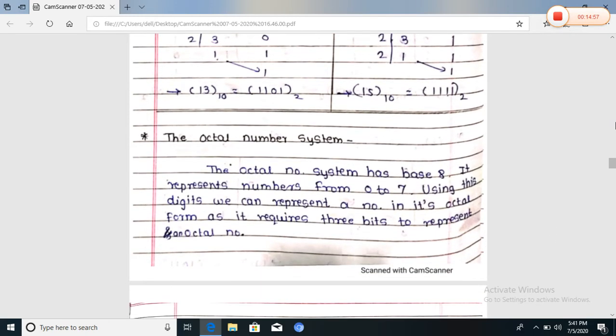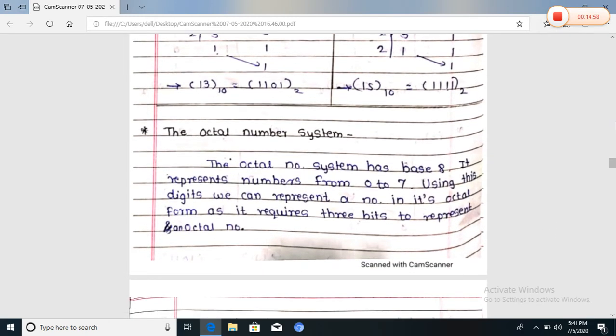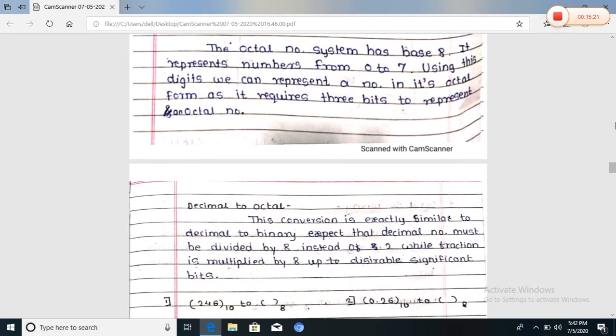Next number system is the octal number system. The octal number system base is 8, sorry, not 2. So it represents the values from 0 to 7. Using these digits, we can represent a number. In the octal system, 3 bits are required to represent each digit.